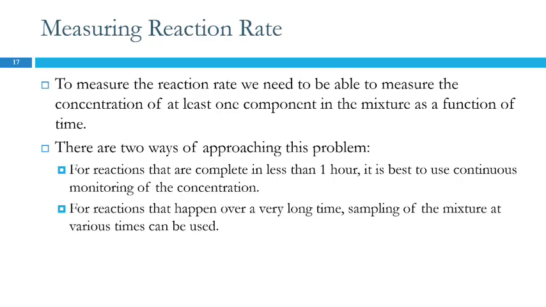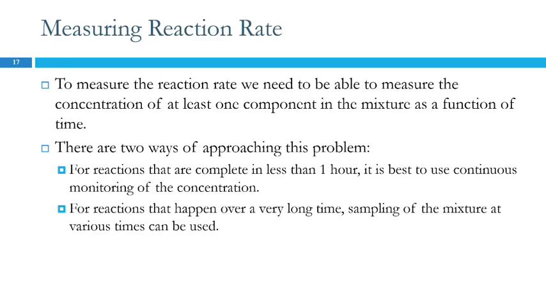Okay, so let's talk about how you would measure a reaction rate. In order to do that, you need to be able to measure the concentration of at least one reactant or one product in the mixture. And you need to monitor that as a function of time. So there's 2 ways to approach the problem, and they will be different based on how fast the reaction is going. So if you have a reaction that's going very quickly, you want to be able to monitor continuously, because the rate of the reaction is changing quickly, right?